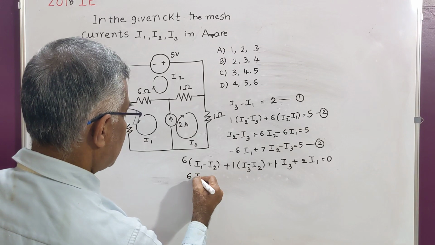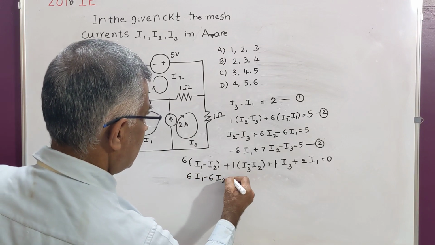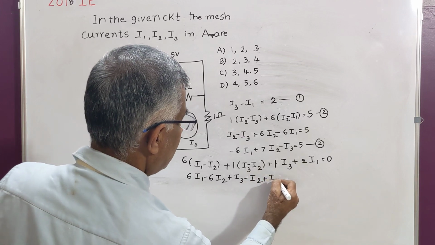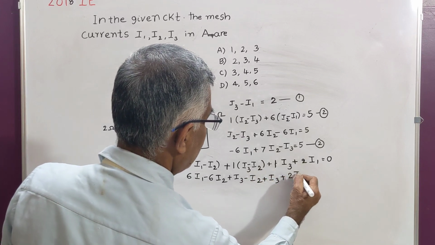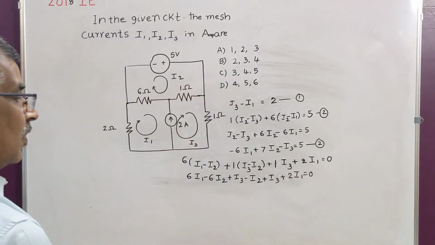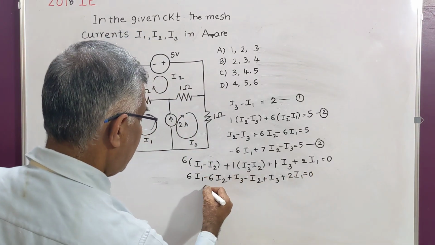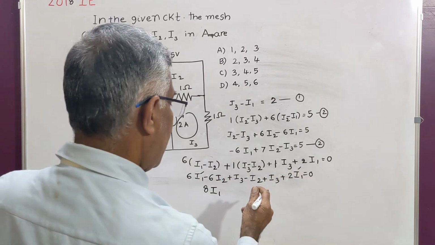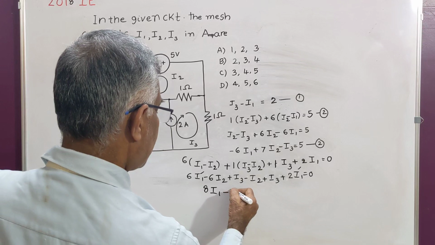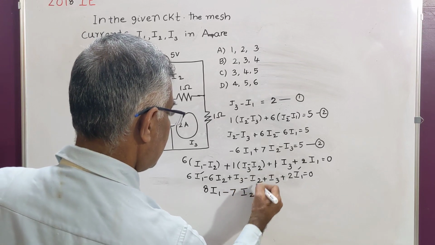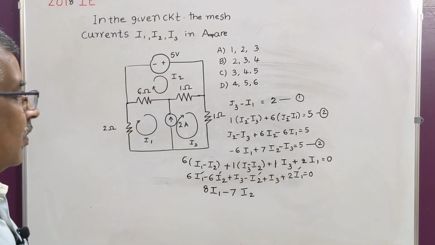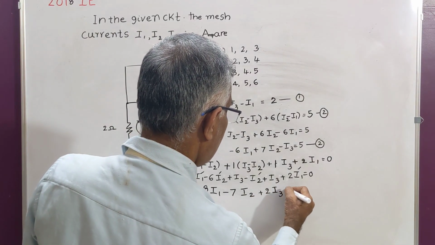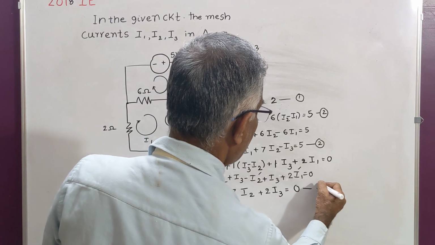Therefore, 6I1 minus 6I2 plus I3 minus I2 plus I3 plus 2I1 equal to 0. Therefore, simplifying, 8I1 minus 7I2 plus 2I3 equal to 0. Call this equation number 3.